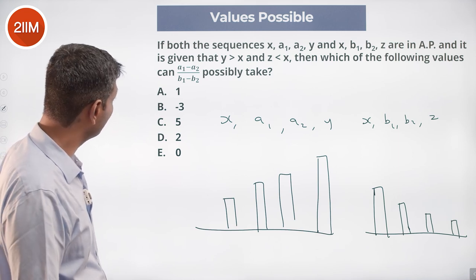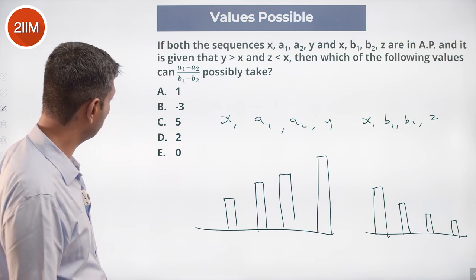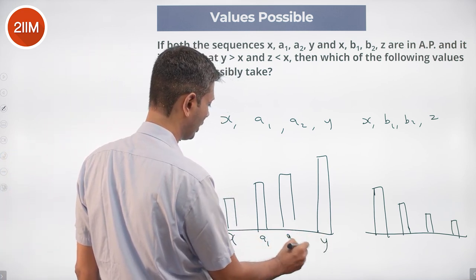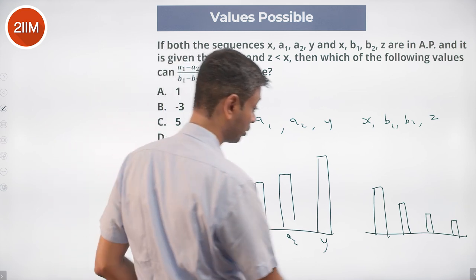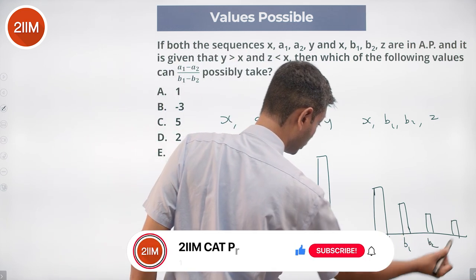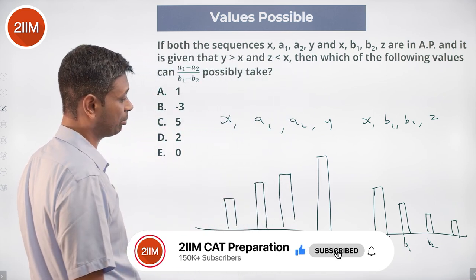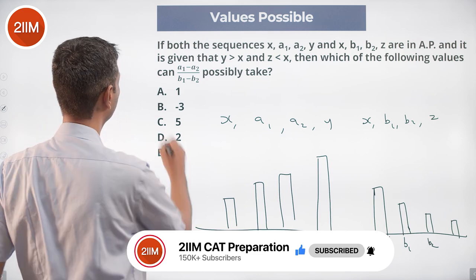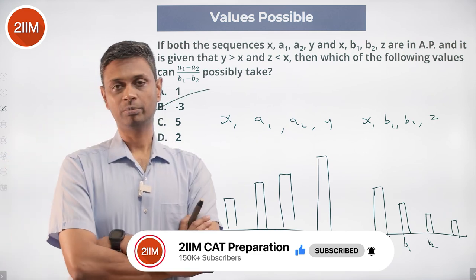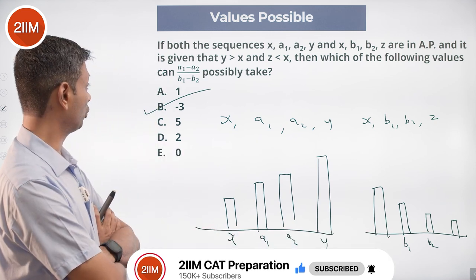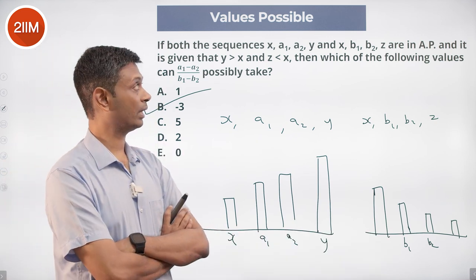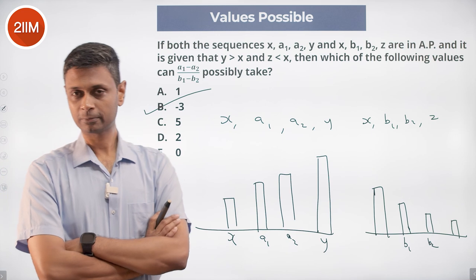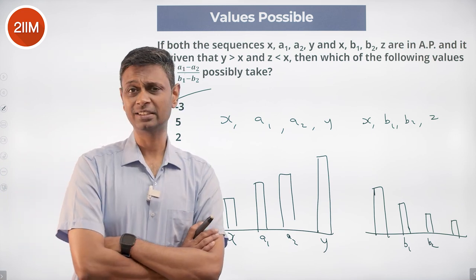Then which of the following values can A1 minus A2 by B1 minus B2 take? This is X, this is Y, A1, A2. A1 minus A2 will be negative, B1 minus B2 will be positive. Negative by positive, opposite signs. It cannot be positive. It cannot be zero. If it were zero, A1 minus A2 would be zero, then X would be equal to Y, not zero, definitely. It has to be negative, that should be minus 3. One is an increasing AP, other is a decreasing AP.